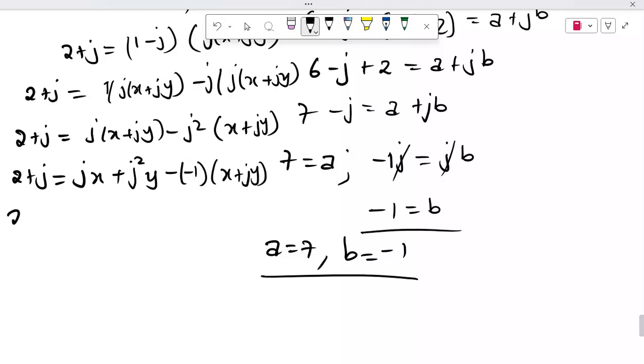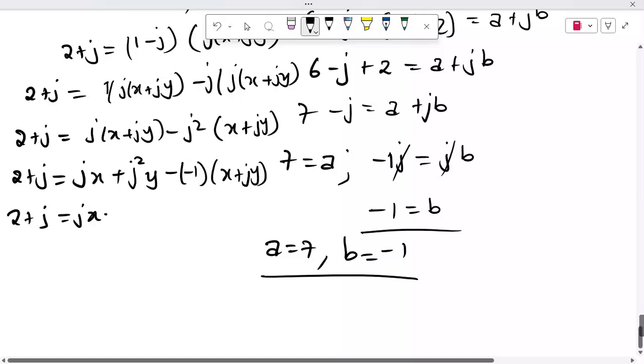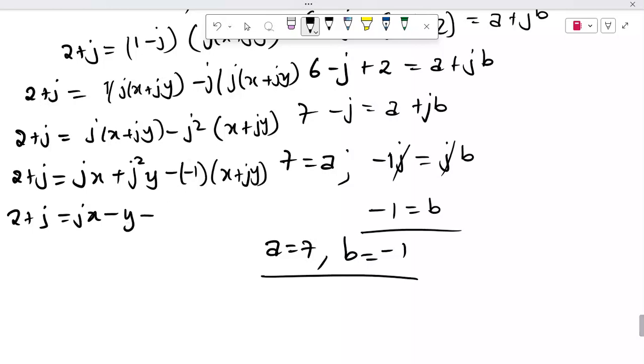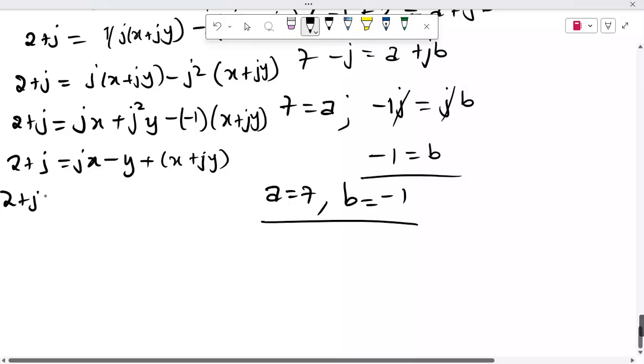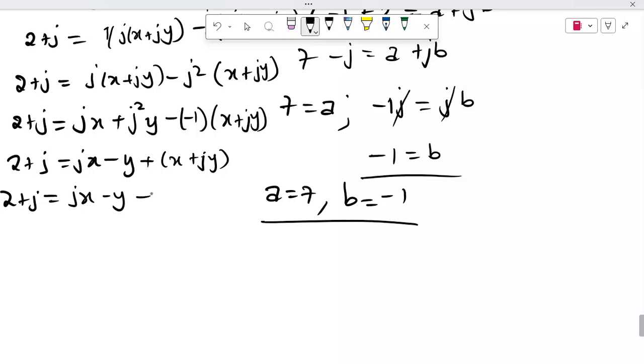Great. So you have 2 plus j equal to jx. Let me just erase this one. j squared is negative 1, so this sign becomes negative, because negative by positive will be negative. So it will be just negative y. Negative by negative gives positive, so you have x plus jy. Let's continue solving: 2 plus j equals jx minus y plus x plus jy.